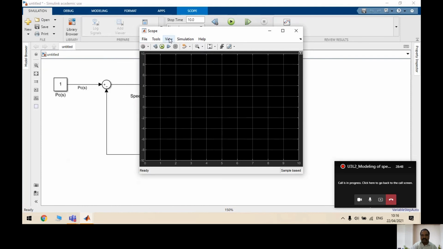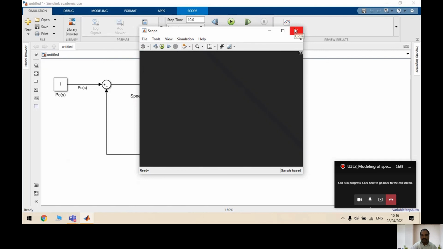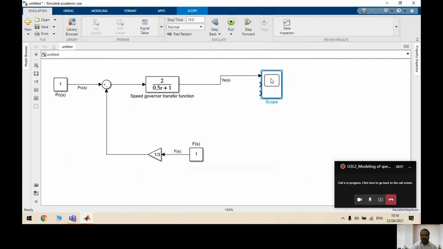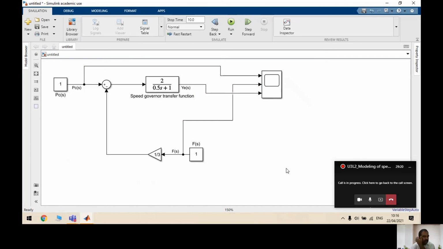Number of input ports is 3, and the layout will be like this. I want to see all the 3 inputs. The first one will be my power command input, the second one will be my frequency input, and the third one will be my output. Okay. So I want to see all these things simultaneously.